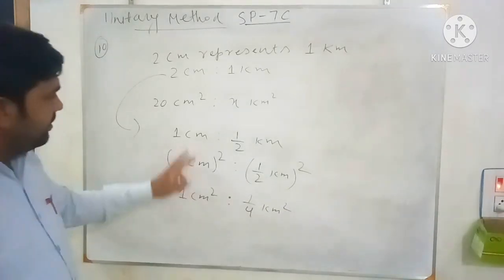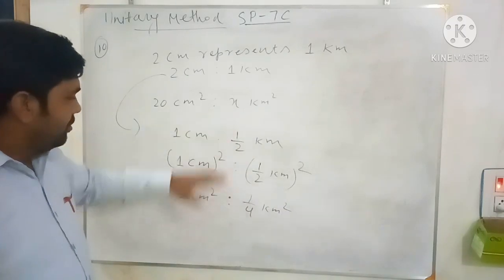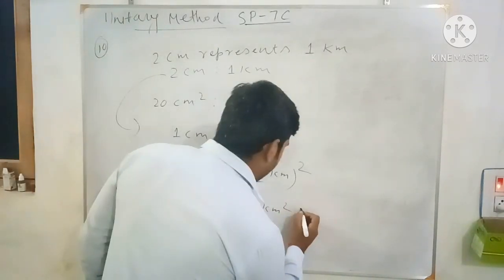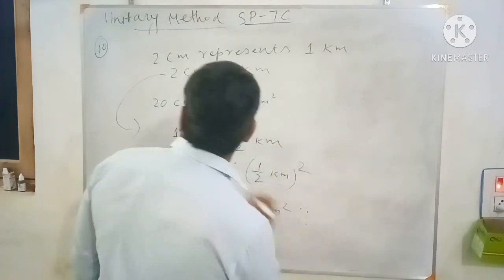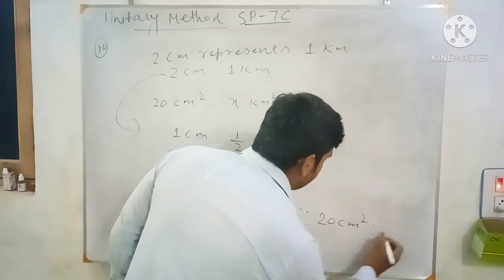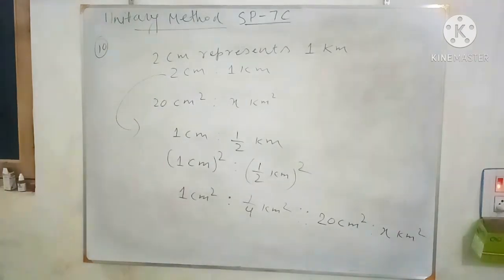So this ratio will be equal to this ratio. So now we equate that. Now 1 centimeter square is proportional to 20 centimeter square as is to x kilometer square. Now in this we can find.